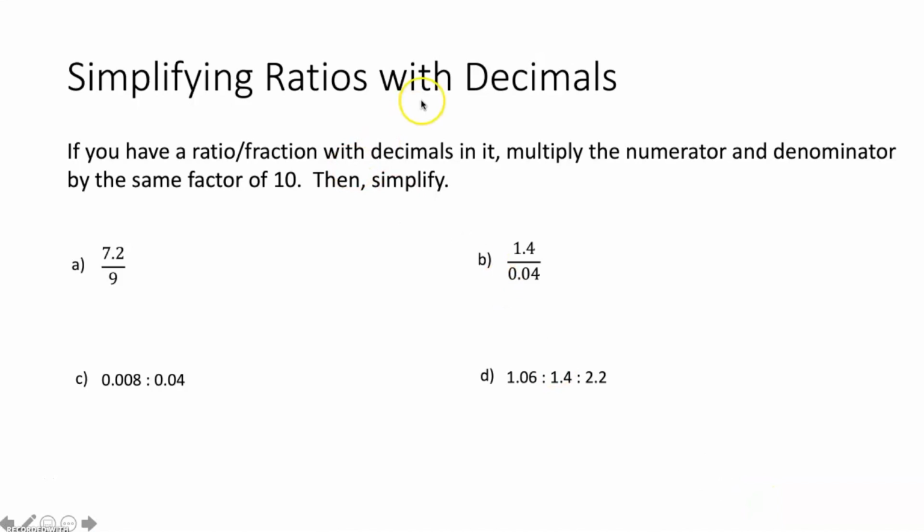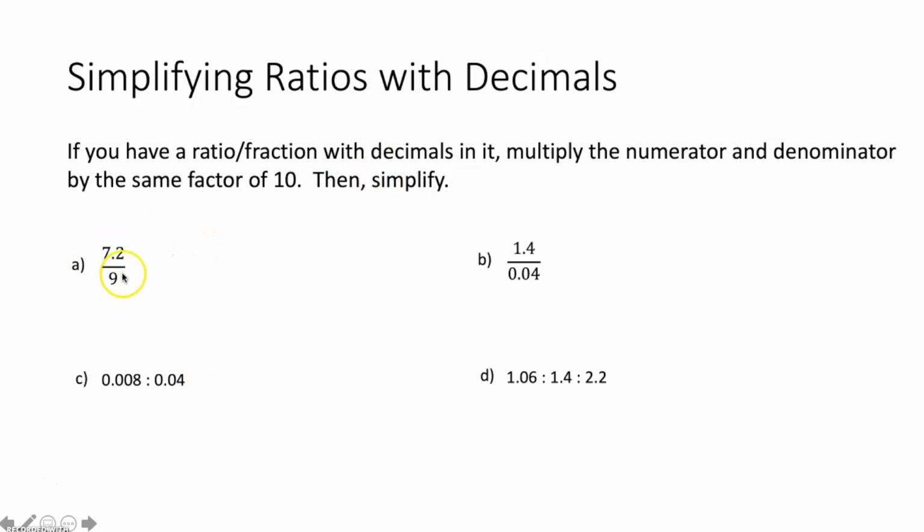Now let's talk about simplifying ratios with decimals. What happens a lot of times is you're creating a similarity ratio or a scale factor, and your ratio has a decimal in it. Now we can't leave it like that. So the way we simplify it is like this. If you have a ratio or a fraction with a decimal in it, you're going to multiply the numerator and denominator by the same factor of 10. Then you can simplify. So let's look at our first example.